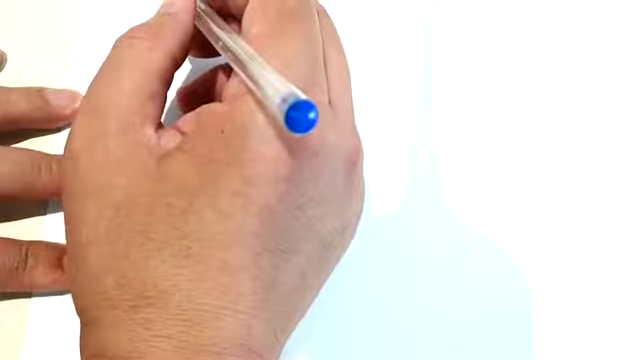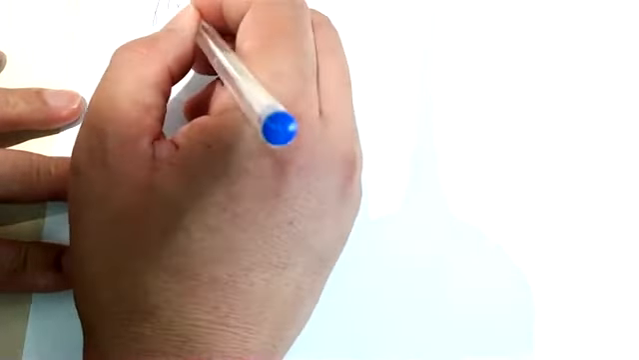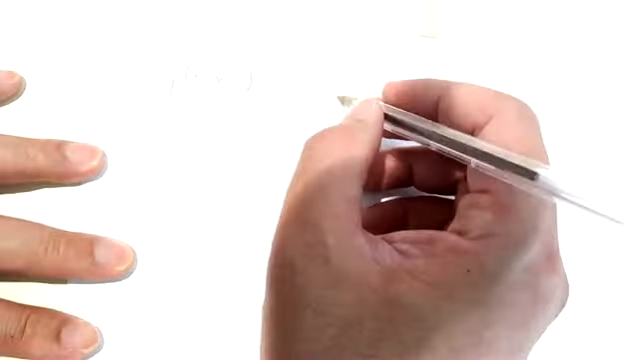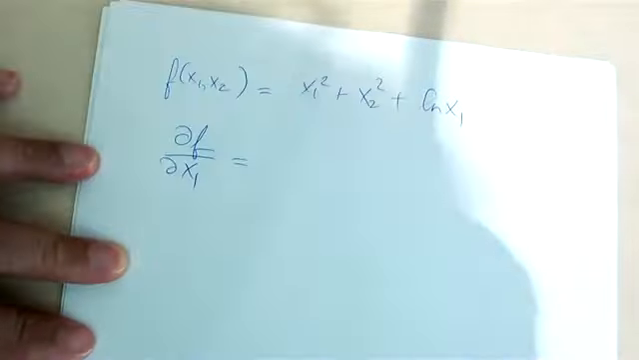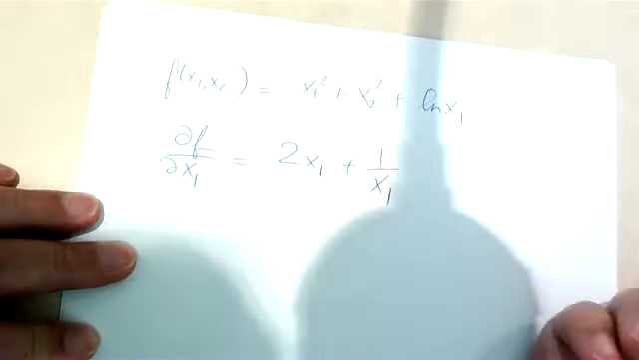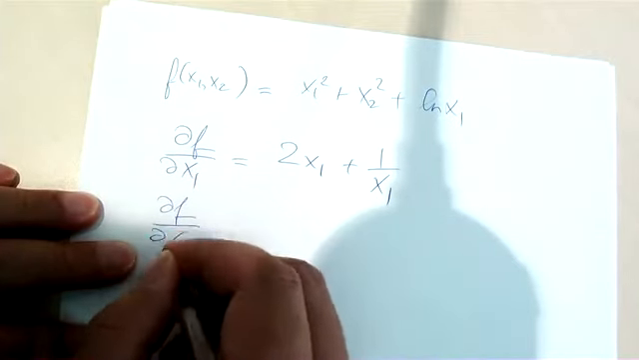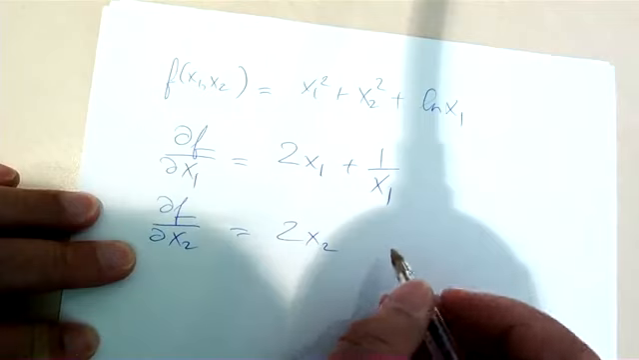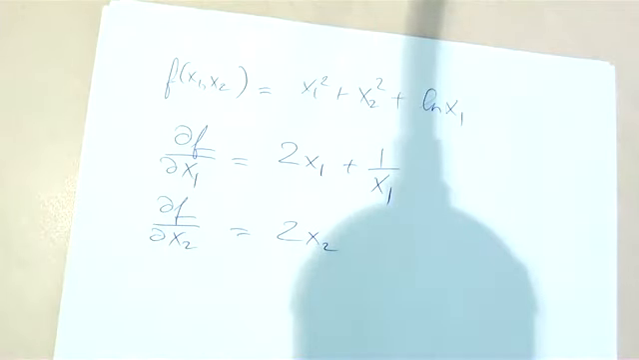So suppose you have f of x1, x2 equal x1 squared plus x2 squared plus logarithm x1. Then partial f with respect to x1 is just equal to 2x1 plus 1 over x1. And partial f with respect to x2 is just 2x2 plus 0. Then what is the point? x1 is 1 and x2 is 2.